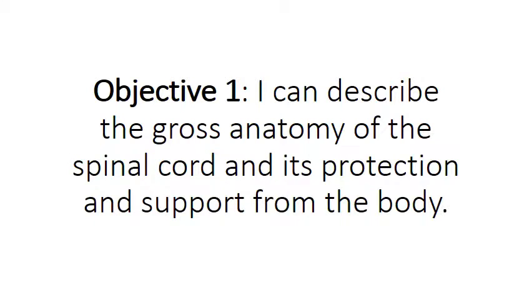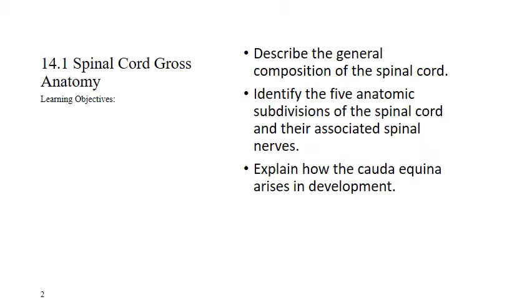Objective 1: I can describe the gross anatomy of the spinal cord and its protection and support from the body. All right, so there's a couple of things you want to focus on here. We're just looking at the general composition of the spinal cord. We want to identify the 5 anatomic subdivisions of the spinal cord and how they associate with the spinal nerves, and then explain how the cauda equina arises in development.